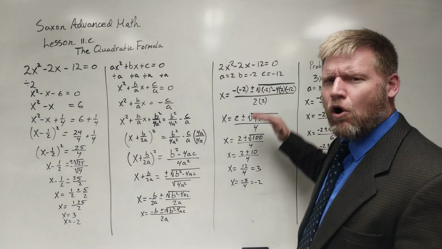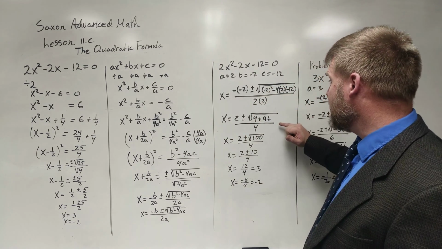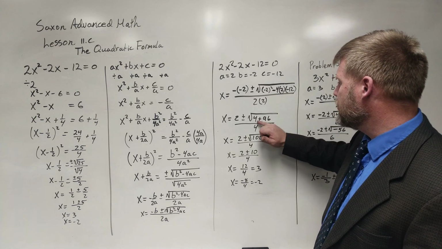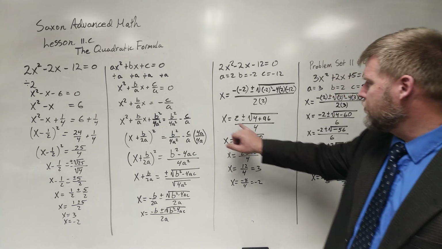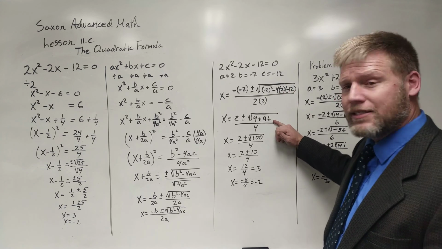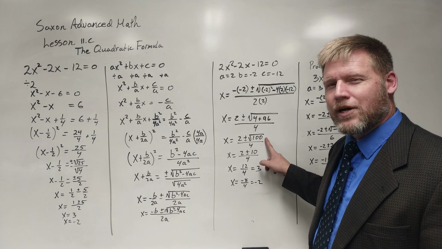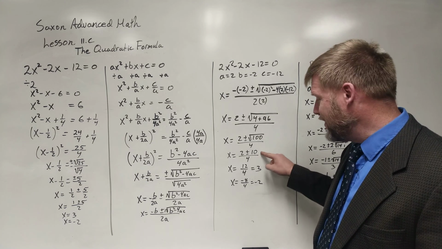This allows me to do all of those steps in really just a few. So once I get it to here, I start simplifying. Negative 2 squared is 4. Negative 2 is positive 2. A negative 4 times 2 times negative 12, positive 96. 4 plus 96, 100. Well, this one works out nicely. The root of 100, I know that one, that's 10.